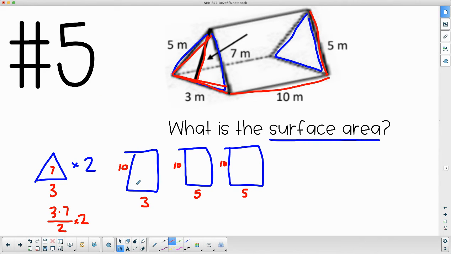So now I will do base times height, base times height, base times height on all of those rectangles. Now I need to add my triangles, the first rectangle, the second rectangle, and that third rectangle together is going to give me my answer in units squared.